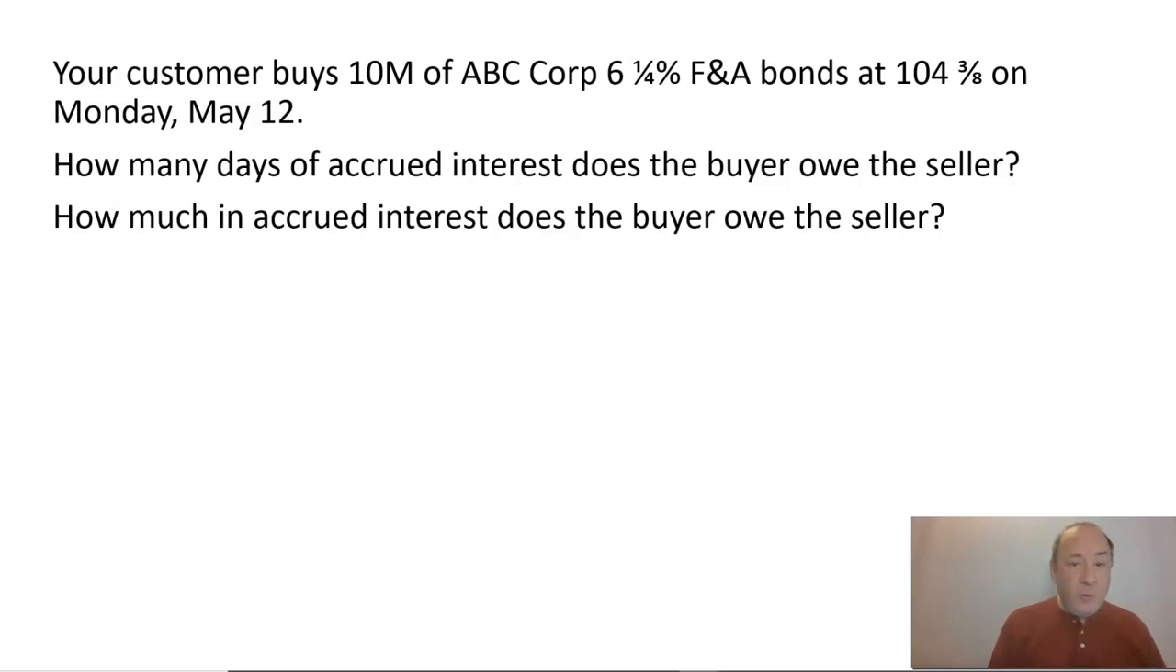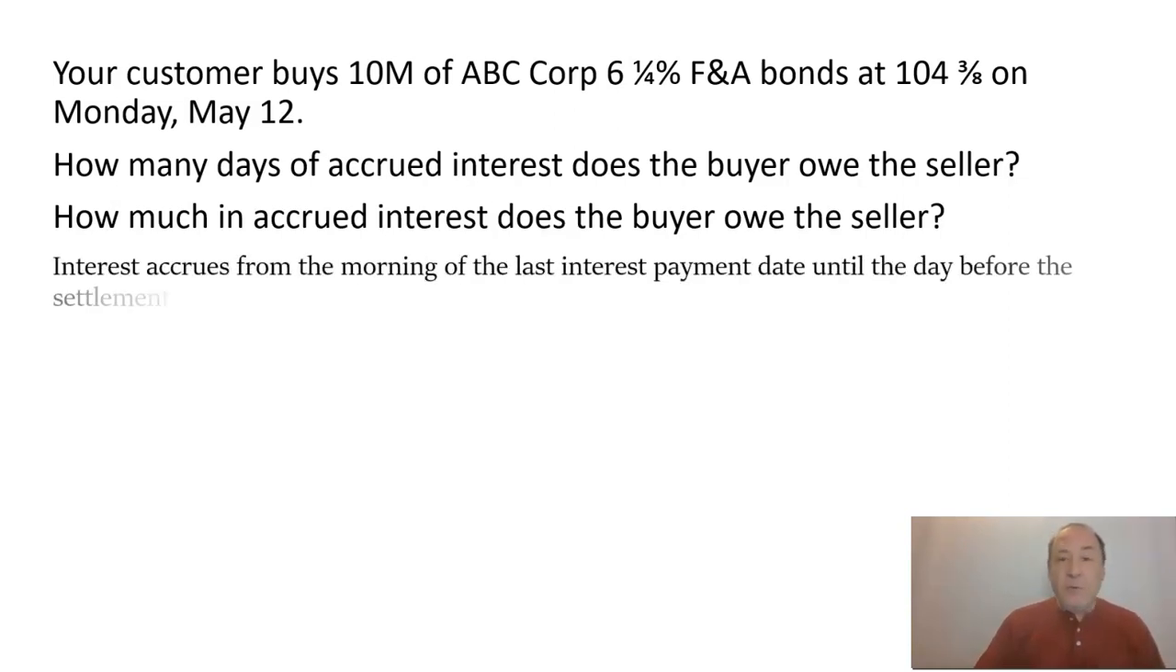So how many days of accrued interest does the buyer owe the seller? And then how much in dollars and cents does the buyer owe to the seller? Our first step is to calculate how many days of accrued interest. So interest accrues from the morning of the last interest payment date until the day before the settlement date, right? Up to, but not including, the settlement date of the trade. Because the settlement date is the day that securities actually change hands and the buyer takes possession. So first we need to figure out, when was the last interest payment date?